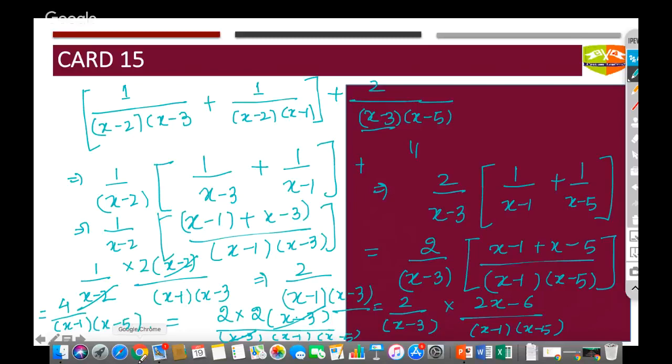As simple as that. And you cannot leave it like this. So you multiply it out and then you write 4 divided by x square minus 6x plus 5. So this is your final answer.